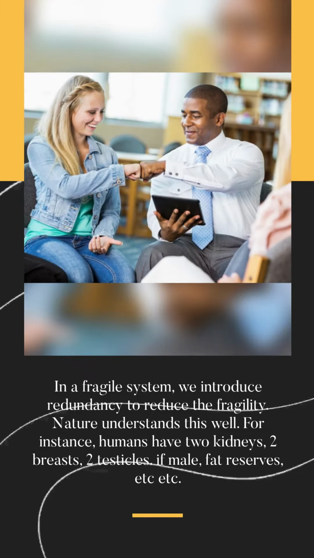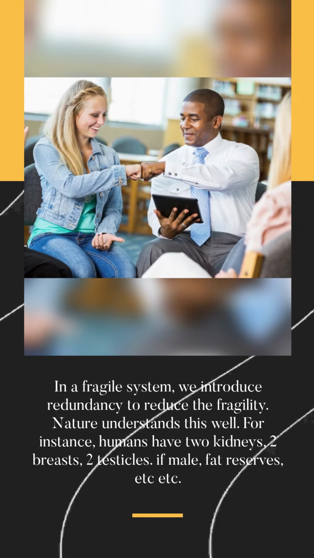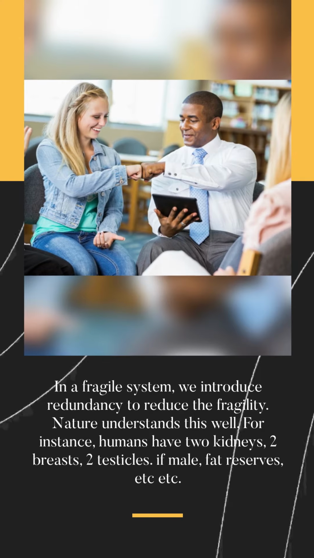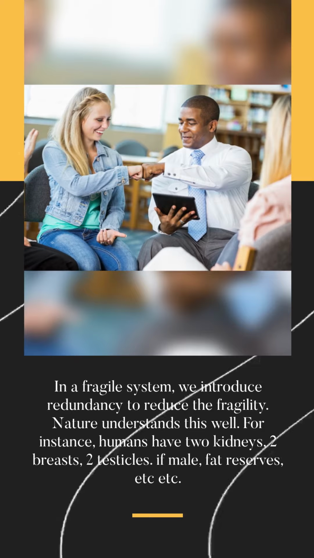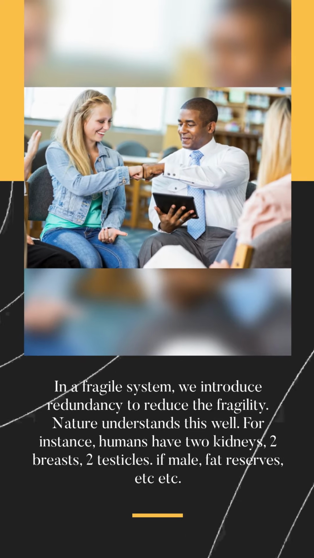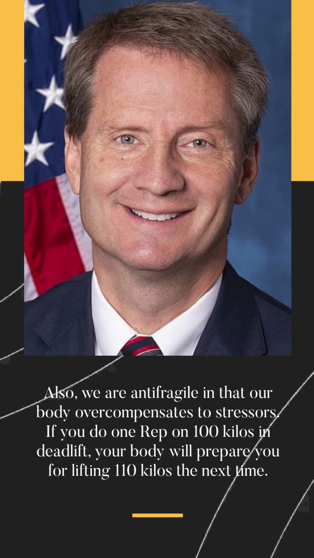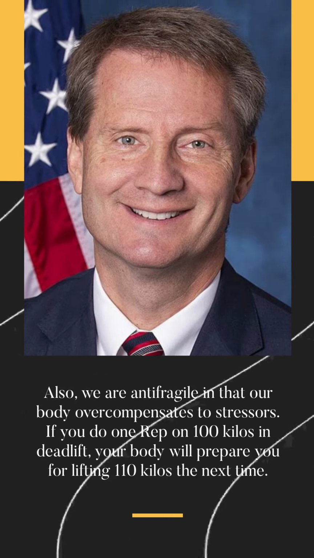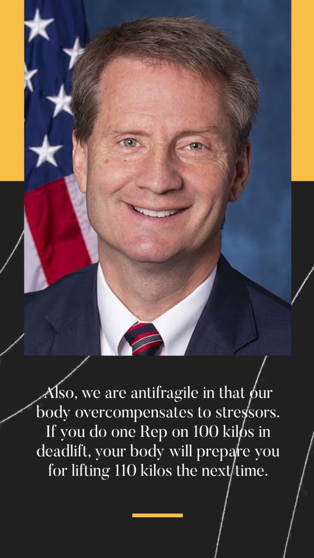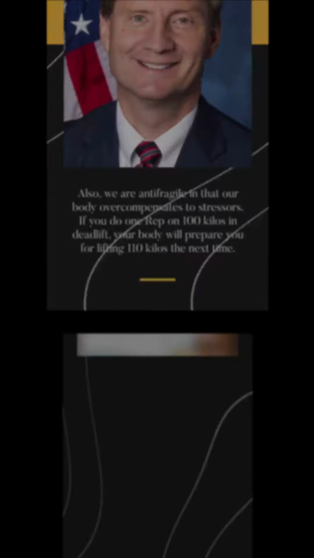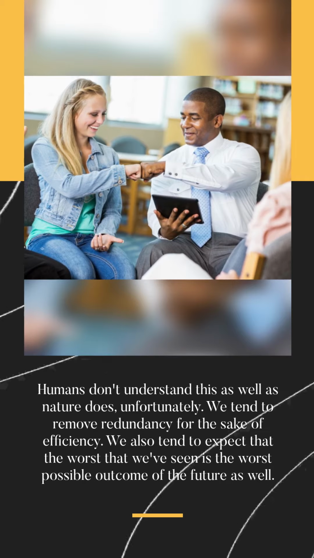In a fragile system, we introduce redundancy to reduce the fragility. Nature understands this well. For instance, humans have 2 kidneys, 2 breasts, 2 testicles, if male, fat reserves, etc. Also, we are anti-fragile in that our body overcompensates to stressors. If you do 1 rep on 100 kilos in deadlift, your body will prepare you for lifting 110 kilos the next time. Humans don't understand this as well as nature does, unfortunately.